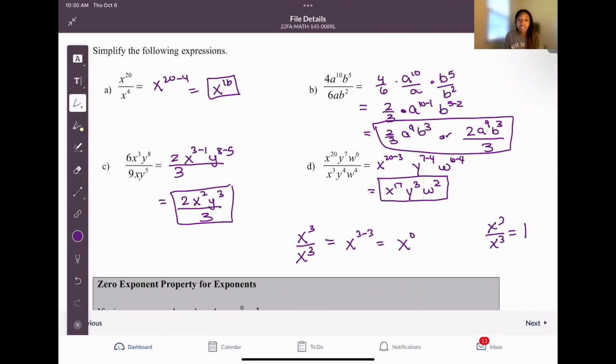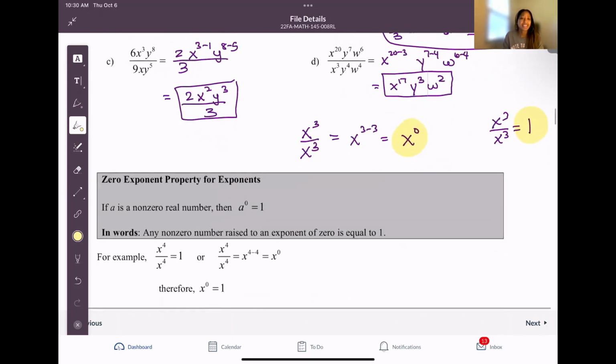So putting these things together, using the division property, x to the 3rd over x to the 3rd is x to the 0. But then just using what we know about dividing something by itself, that should also be equal to 1. Then that means that these two terms should be equal. That's the 0 exponent property. If we have anything to the 0 power, that's equal to 1. So a to the 0 power equals 1. That's our third property.